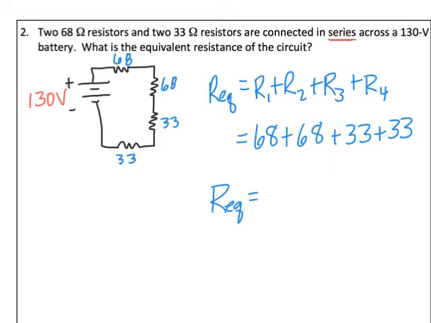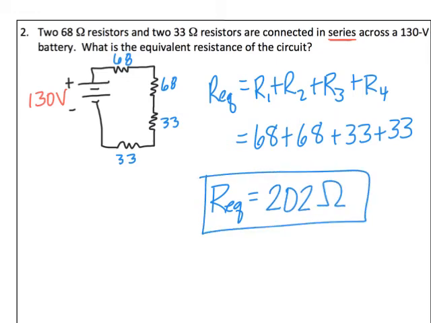Okay, since we have 4 resistors, I'm going to end up adding all 4 of those together, and you should have got an equivalent resistance value of 202 ohms.